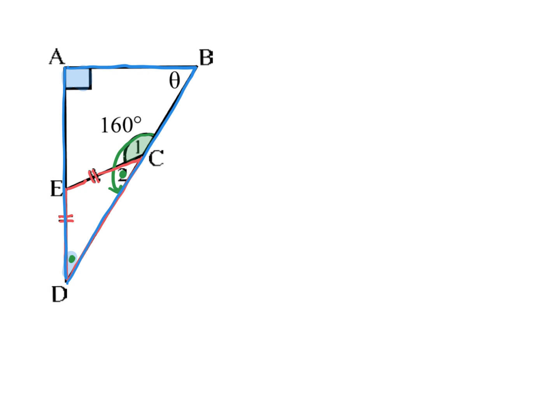So what did we do first? First, I determined angle C2. And C2 would be 180 degrees minus 160 degrees. So therefore that gives me 20 degrees. And my reason for this is angles on a straight line.